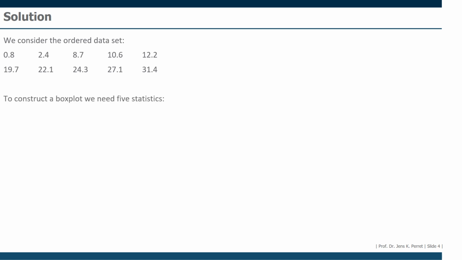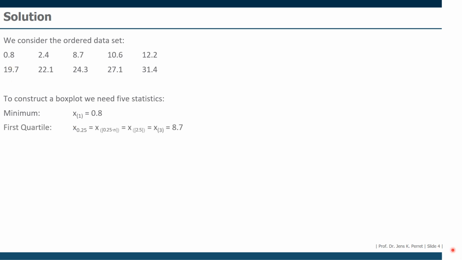I'm going to start with the 5 statistics I need for a box plot. The first statistic, that's actually the smallest one, is the lower antenna or lower whisker, and that's given by the minimum. So the smallest value, or the first value in the ordered data set, which here is 0.8.